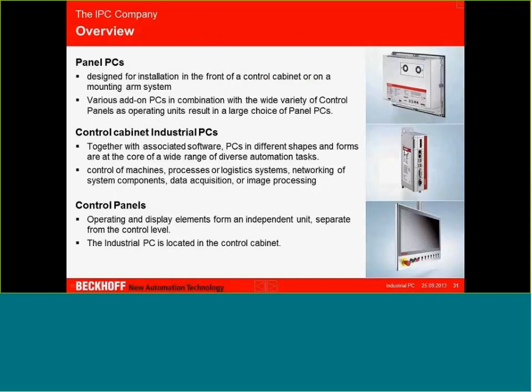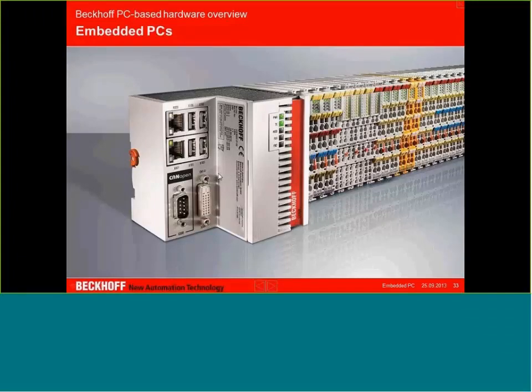So we have panel PCs, which would be a PC and an HMI screen all in one. These control cabinet PCs, and then our control panels as well. And then we have a full line of embedded PCs. These are generally our CX products, and they're all DIN rail mount. You can get a variety of performance out of them, along with data storage. And as you can see, all the I/O would be directly attached to the PC, and then you can also extend off of this for distributed I/O.